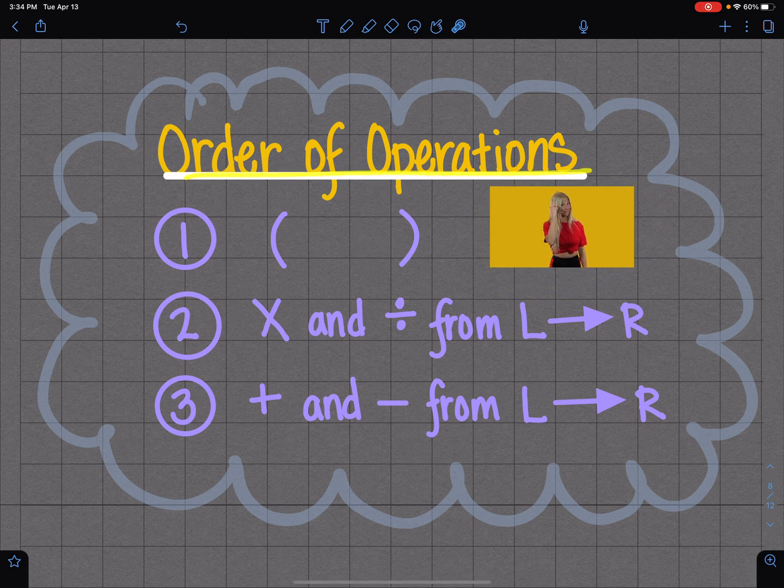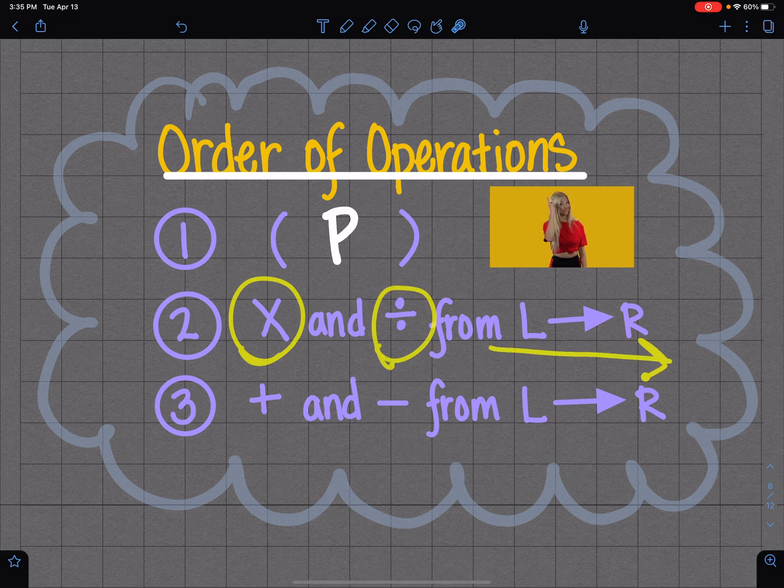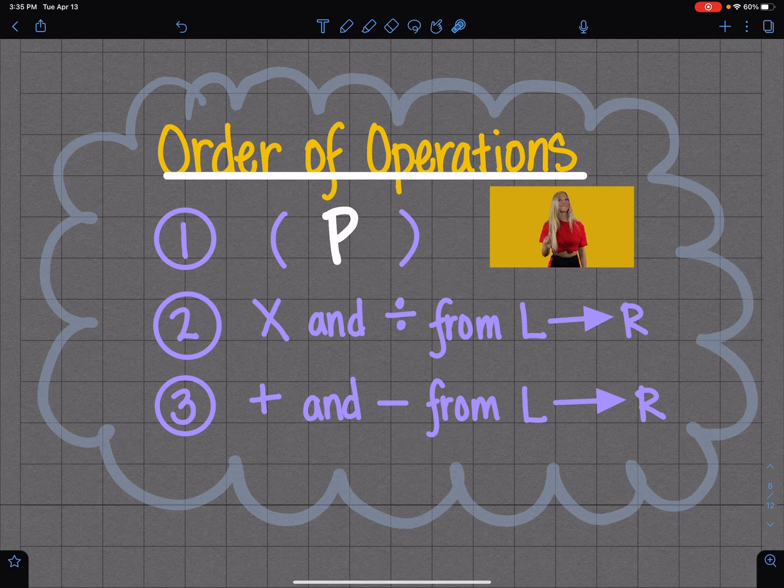Order of operations. The first thing you're going to do when you get a string of things to do is perform all the operations that are inside parentheses. I'm going to write P for parentheses. That is number 1. Number 2, you're going to multiply and divide, going from left to right. And number 3, the last thing you do is add and subtract from left to right.